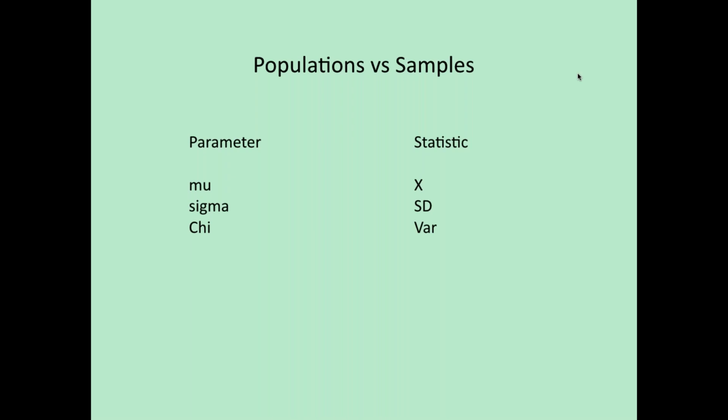Problem is it can be very expensive, tedious, impractical to gather information for all of the students in the school system. So we're limited to only being able to measure a small part of that population. So what we do instead is we take random samples. We attempt to randomly sample enough people from that population that our sample then becomes representative of the whole population.